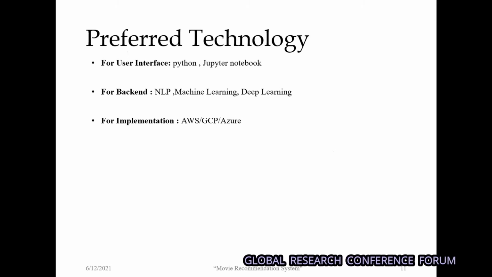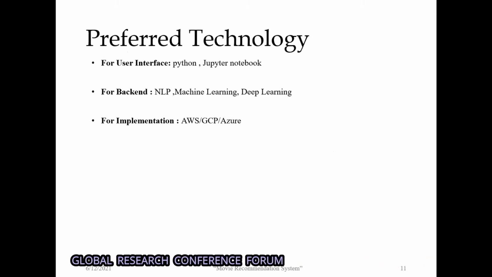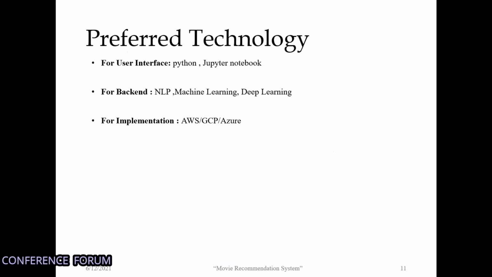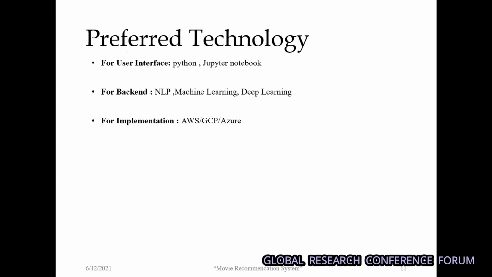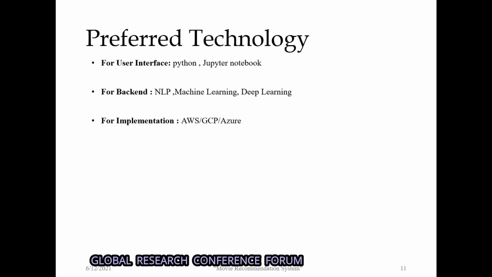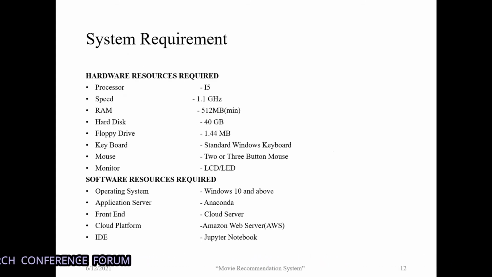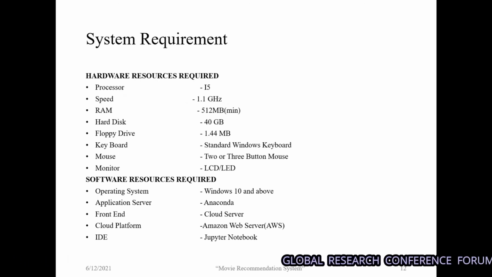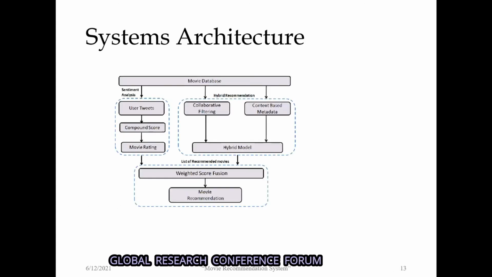The technologies we prefer in our project are user interface, Python, Jupyter Notebook for backend, NLP, machine learning, and deep learning. For implementation, AWS, GCP, Azure. The system requirements are as follows: hardware requirements and software requirements are given.